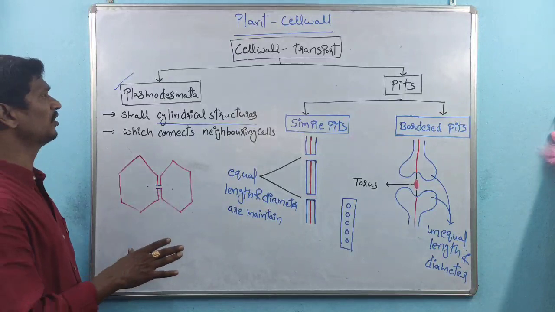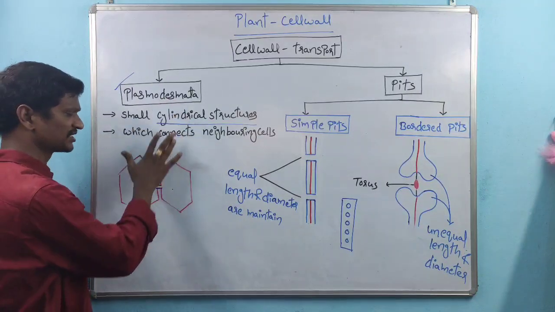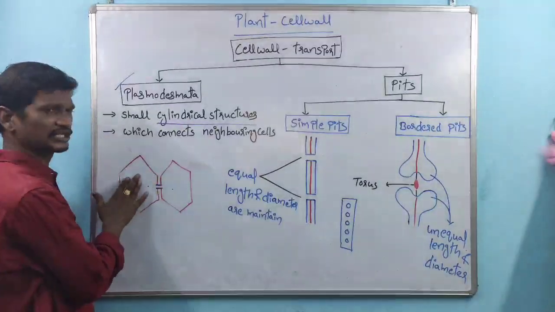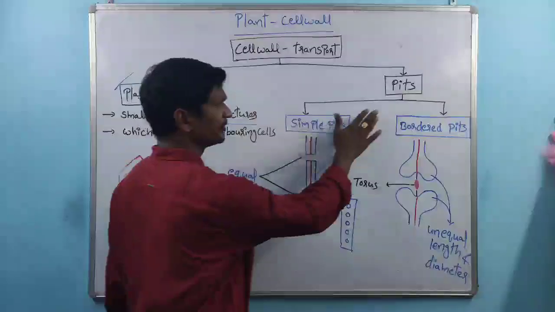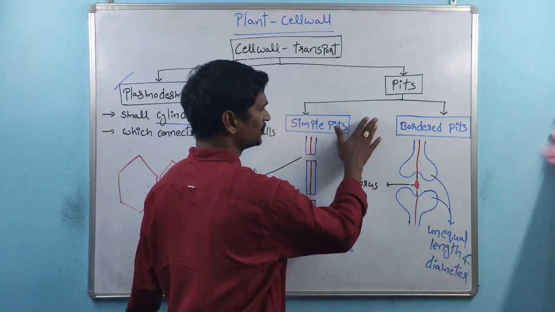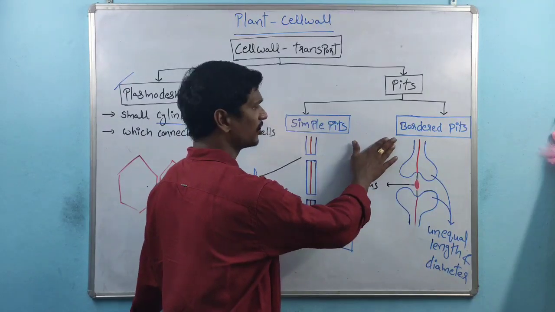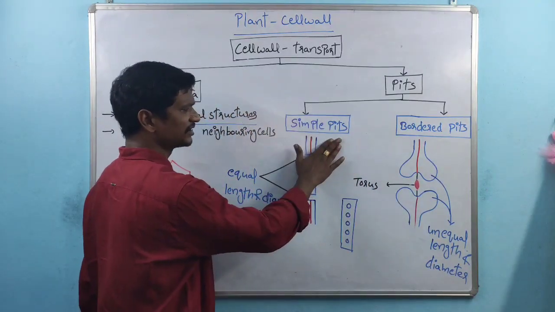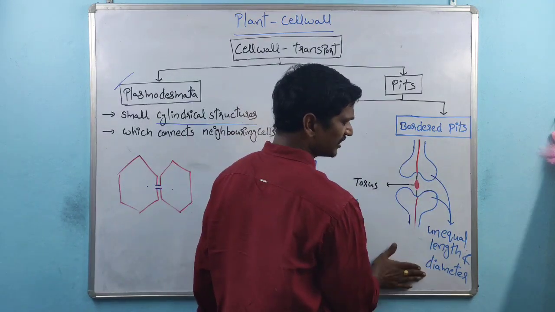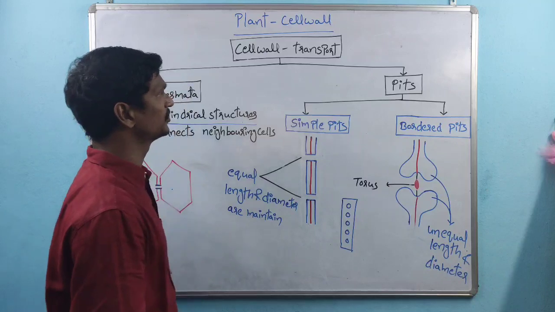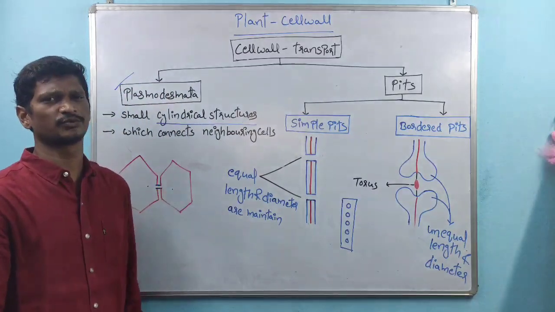So that is about the cell wall. Plasmodesmata are cylindrical structures which transport molecules from one cell to another. The other one, pits, are gaps: one is simple pits, the other is bordered pits. Simple pits maintain equal length and diameter. Bordered pits have unequal length and diameter, right? So that is about the cell wall and the transport mechanism.